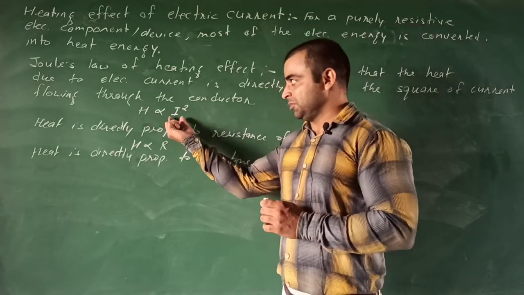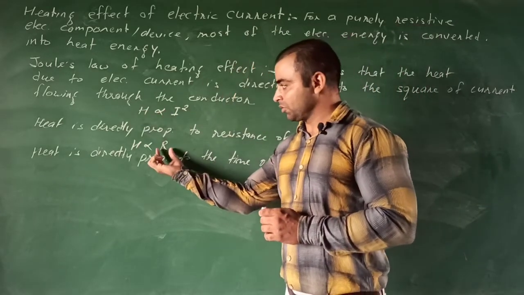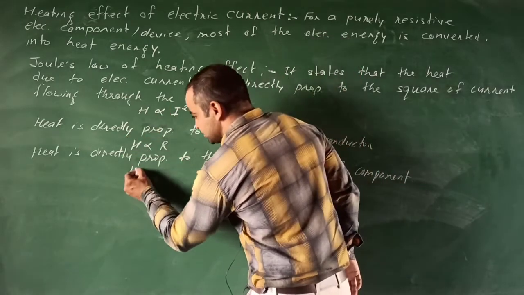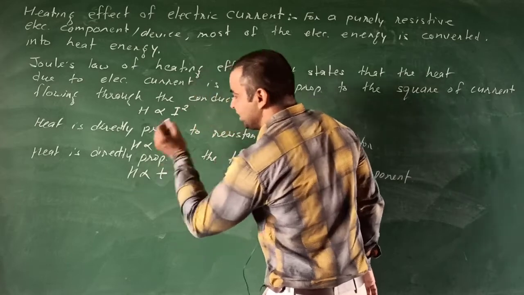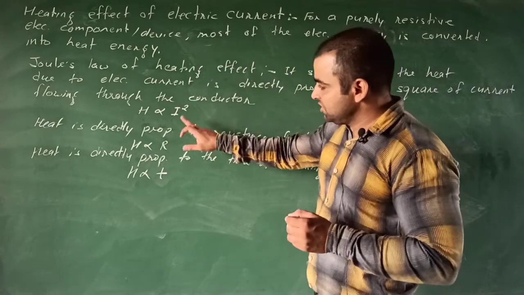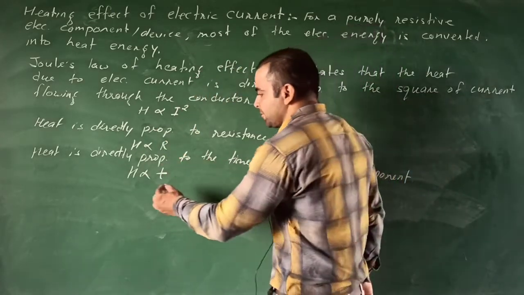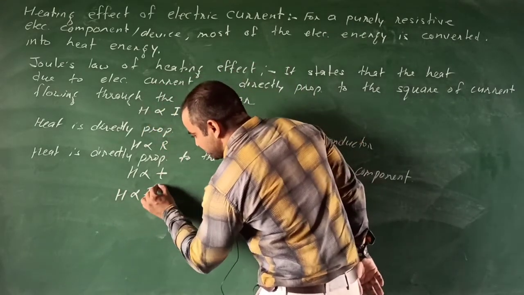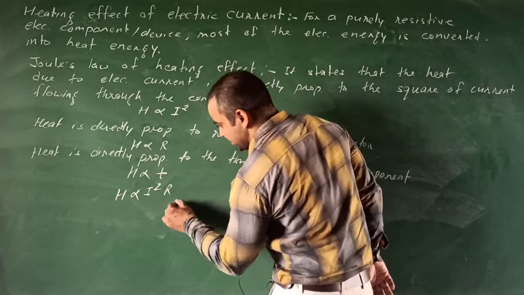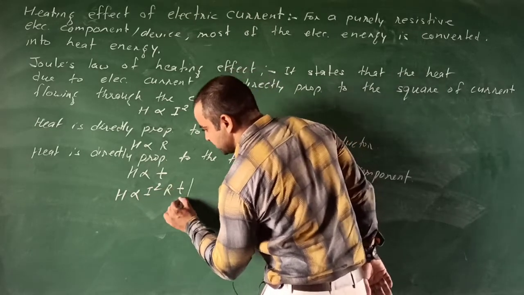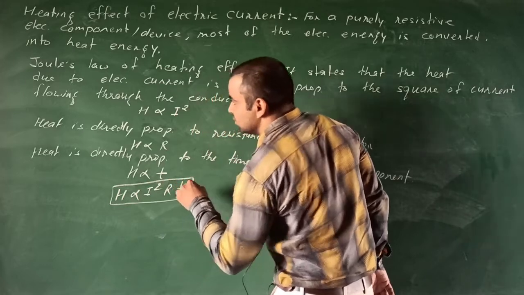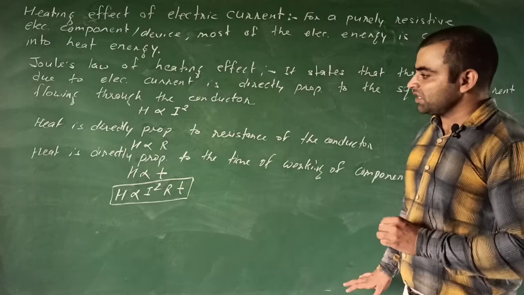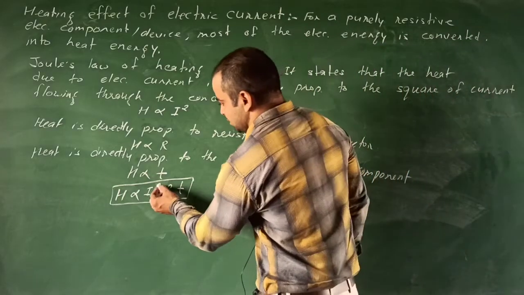More is the current, more will be heat. More is the resistance, more will be heat. And more is the time, more will be heat. From these three relations, we can see that heat is directly proportional to the square of current, resistance and time. This is Joule's heating effect. Is it clear?